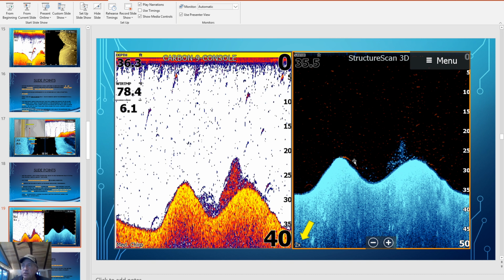Again, with fish reveal, right here on the top of this hump, you can see a nice arch that you don't pick up over here, even using medium chirp, that you do here. And I can pretty much guarantee you there's some other fish arches here, here, and here. It actually looks like there's one going right into the bait school here that we don't see.